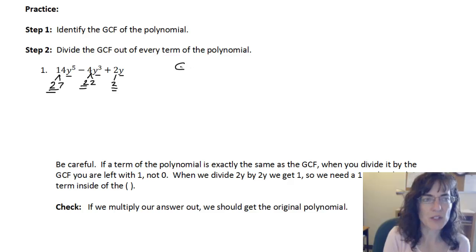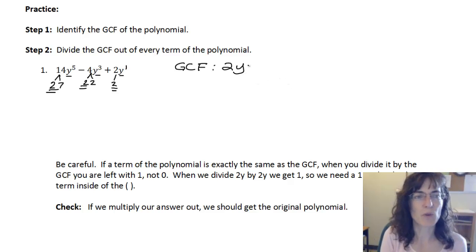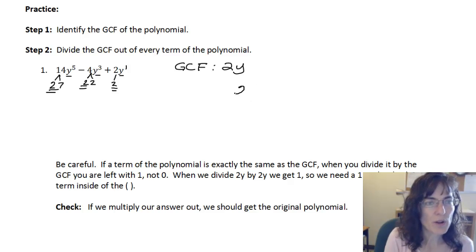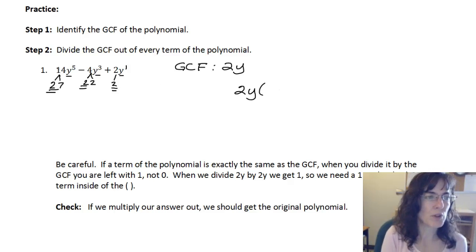It's divisible by 2. So greatest common factor for the number parts is 2, and for the variable parts is definitely y. And I want to leave it as just y to the first because that's the smallest exponent I have. So greatest common factor of 2y. So if I want to factor out 2y, I'm looking at what's left over. What do I have to multiply 2y by to get 14y to the fifth?